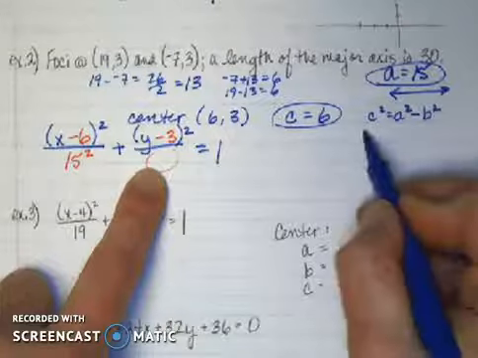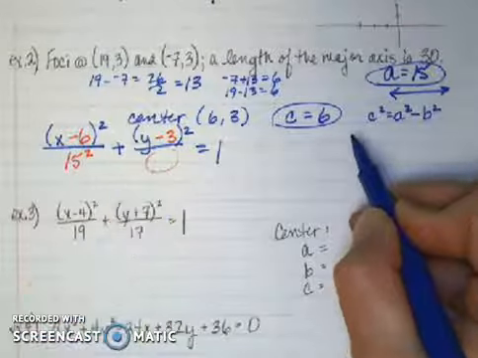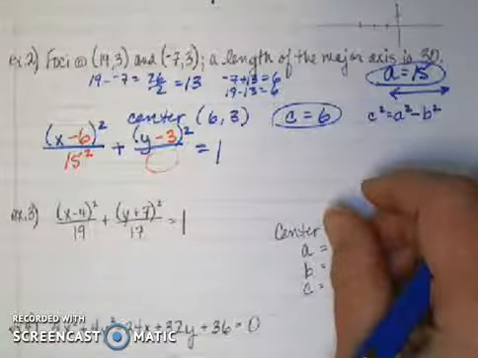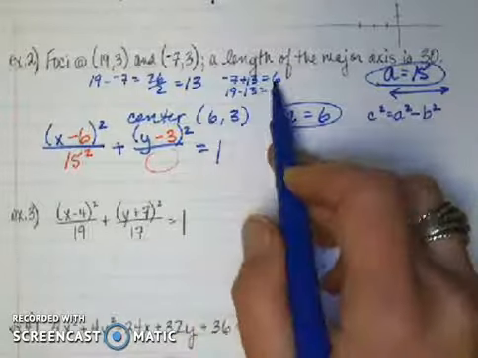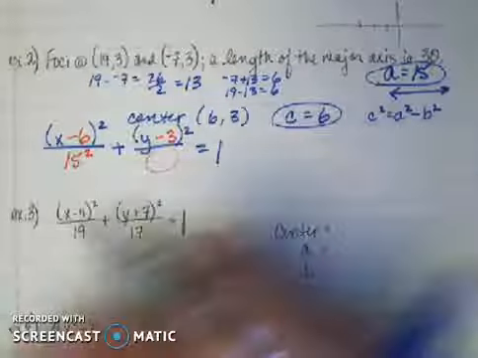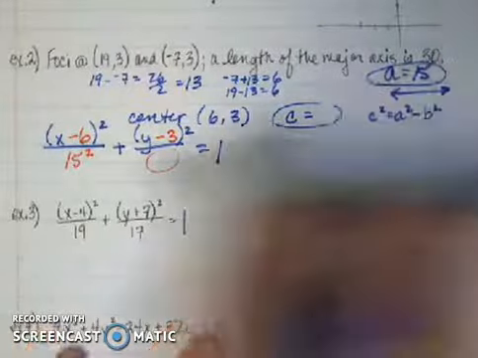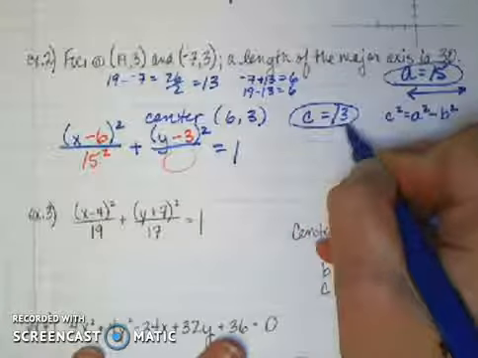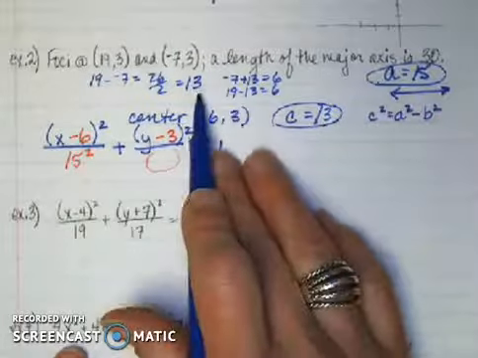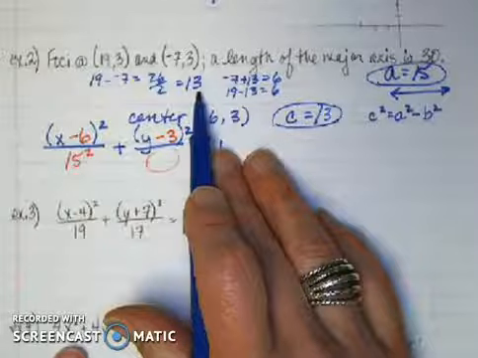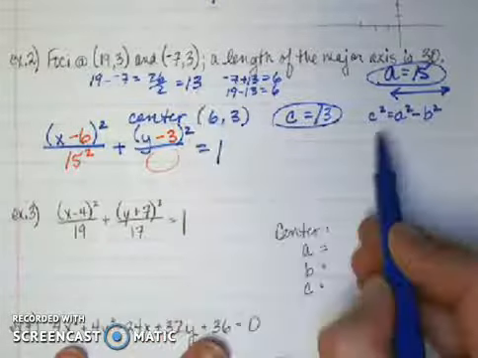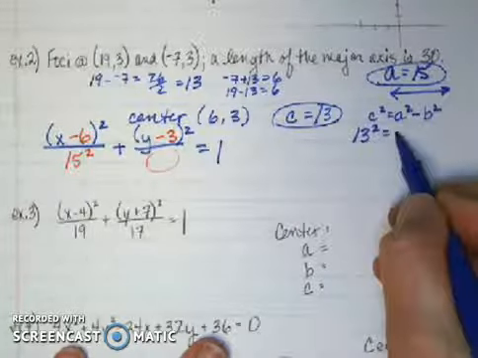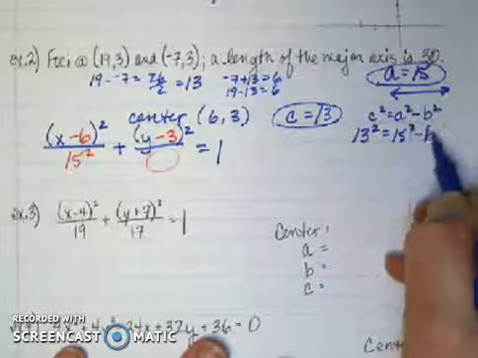So this would be C is, let me put 6. C is not 6. I went in 13. 6 is where the center is. Aha! C is not 6. What is C? C is 13. That's how far I came in from the center and I went out to the foci each time. So that would be 13 squared equals A squared, which is 15 squared, minus B squared.